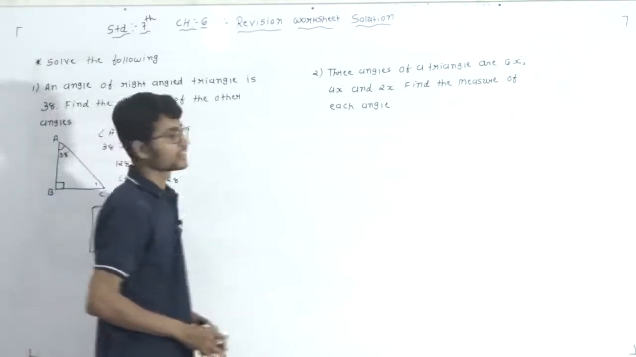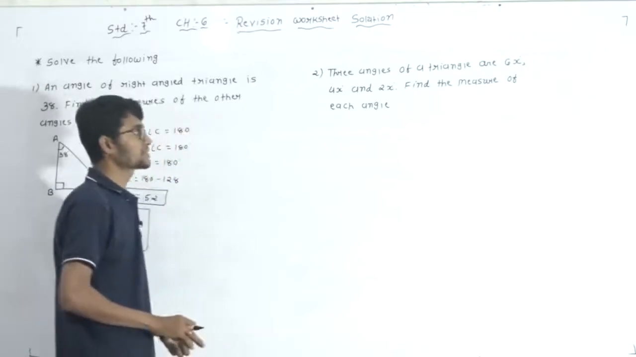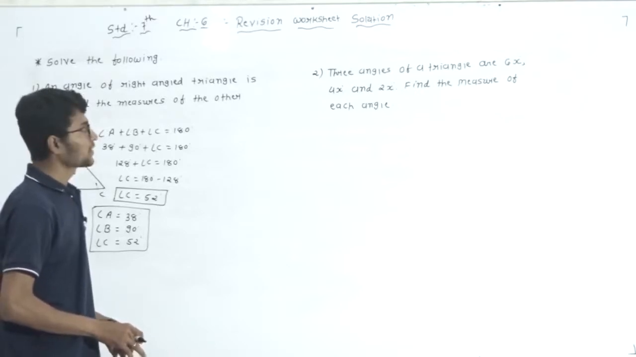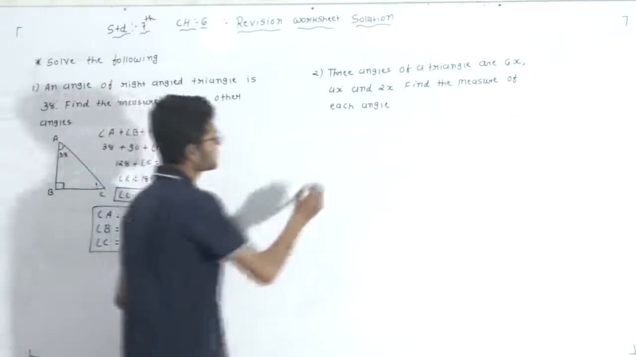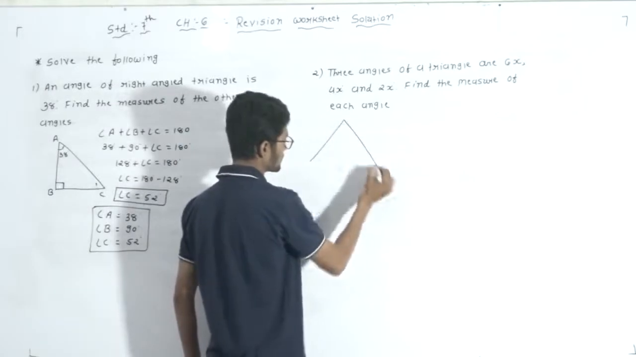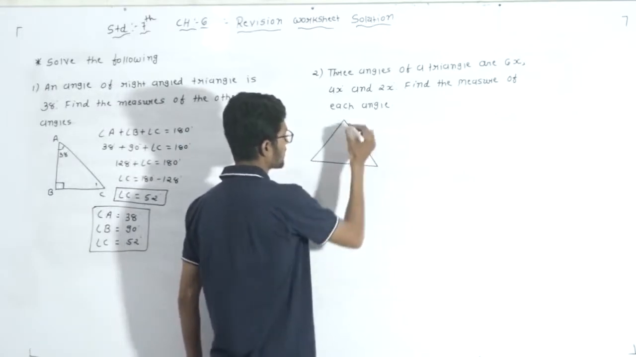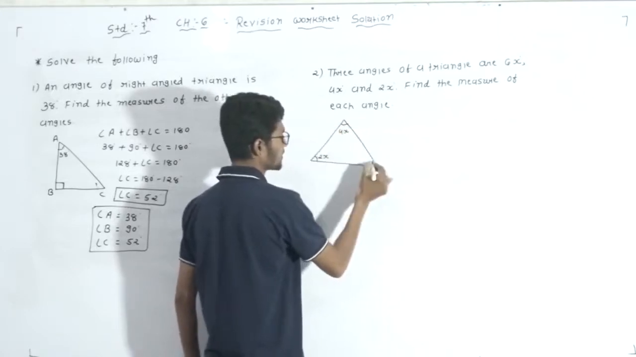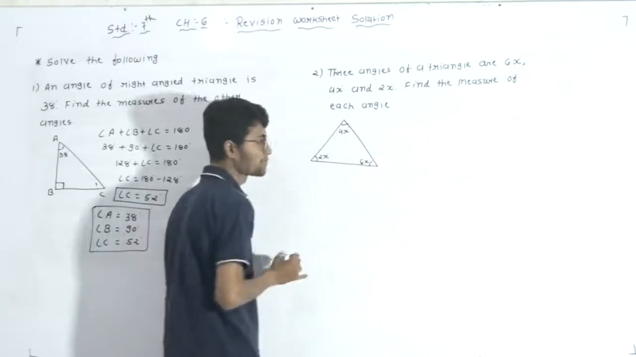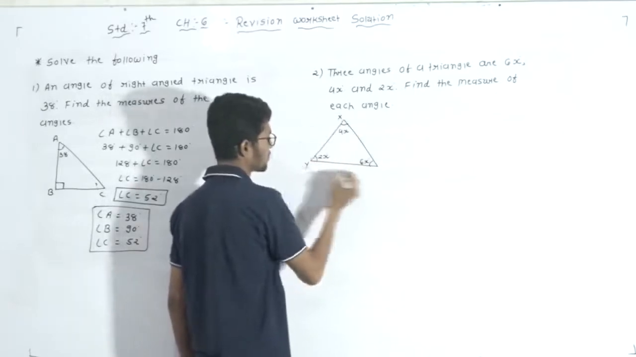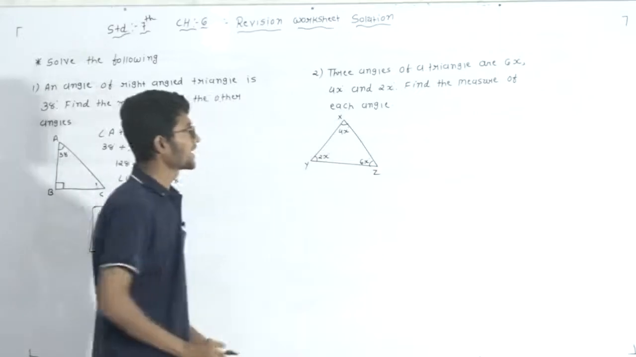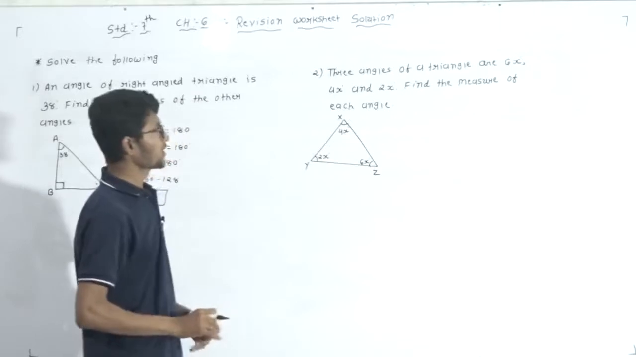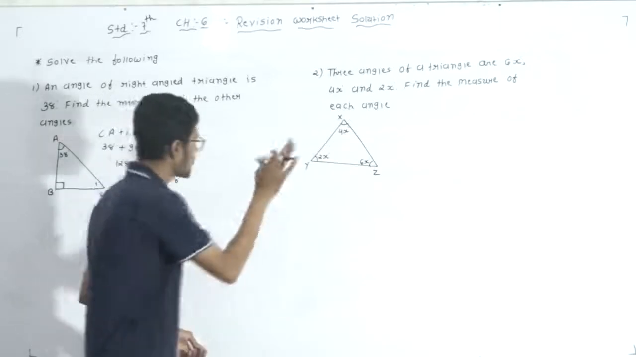Question number 2. In this question, three angles of a triangle are 6x, 4x, and 2x. Find the measure of each angle. See, here is given one triangle, suppose. This one is 4x, this one is 2x, and this one is 6x. Give the names x, y, and z. So this one is our triangle. In this triangle, the angles are given as 4x, 2x, and 6x, but we have to find the measure of each angle.